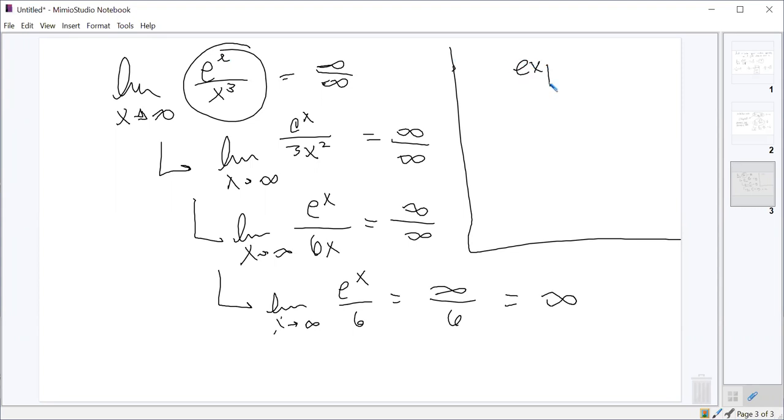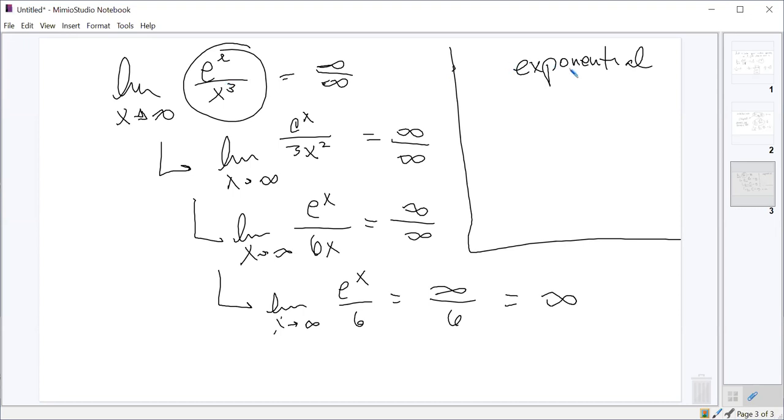Okay. Exponential functions will grow most quickly. Depending on the base, the higher the base, the more quickly it grows. So 2 to the x will grow more slowly than e to the x because e is more than 2. e is between 2 and 3. So 3 to the x grows more quickly than e to the x. 10 to the x grows more quickly than 3 to the x.